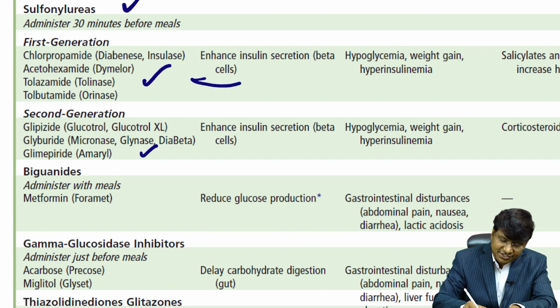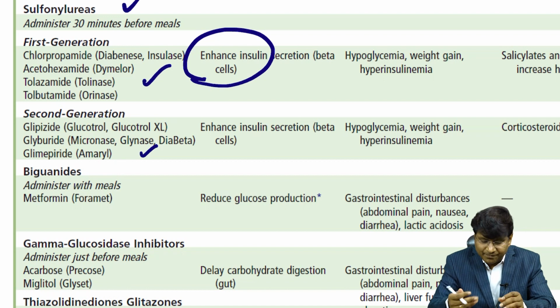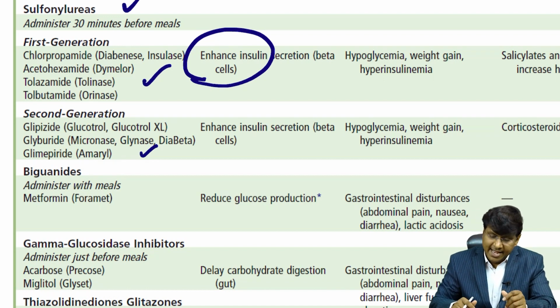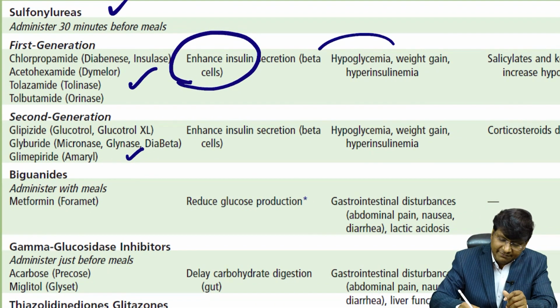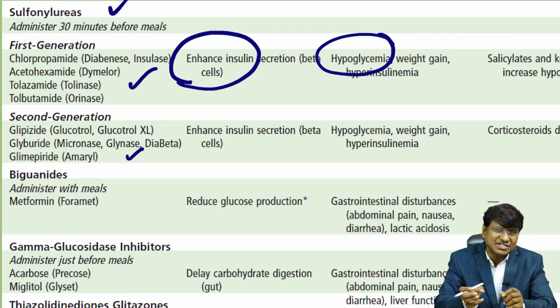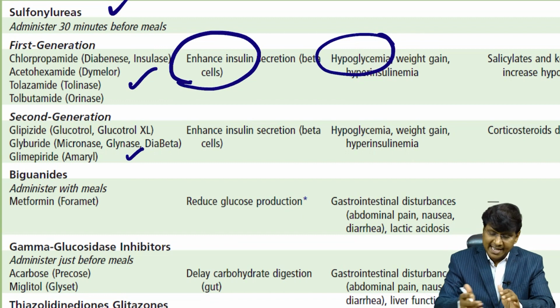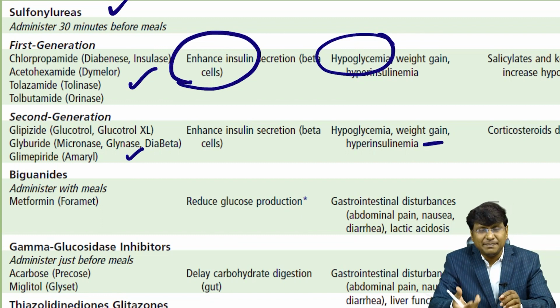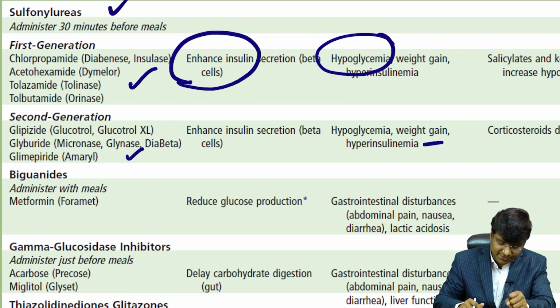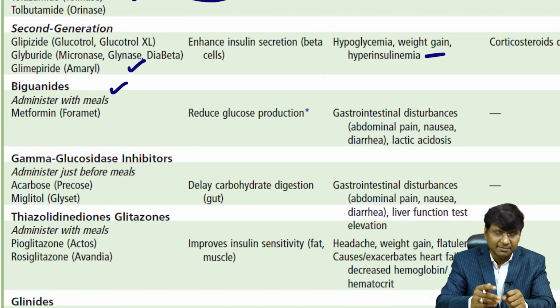So what do these second generation sulfonylureas do? They increase insulin secretion. The important adverse effect is the development of hypoglycemia, because they stimulate the release of insulin and reduce the blood glucose levels. The next important one is that because of repeated hypoglycemia, the individual will be consuming an excess amount of carbohydrate, and that can cause weight gain. So that is about the sulfonylureas. Then you take the biguanides.